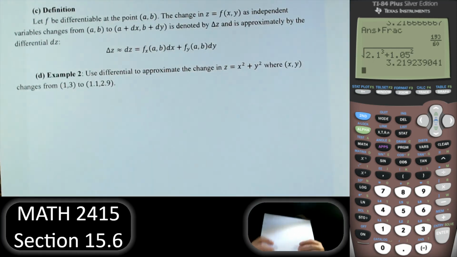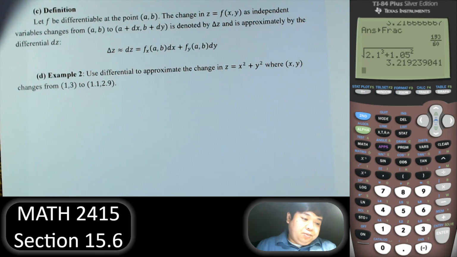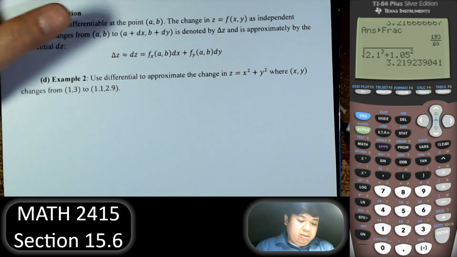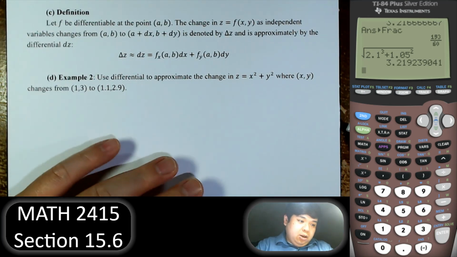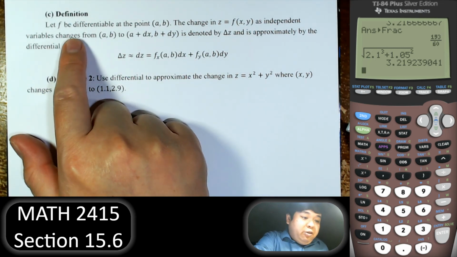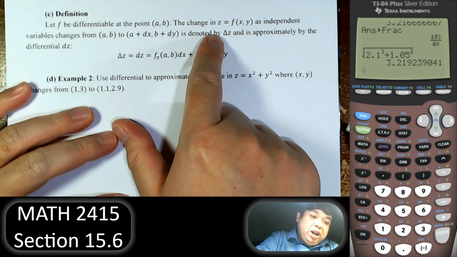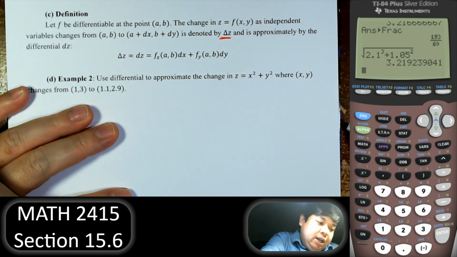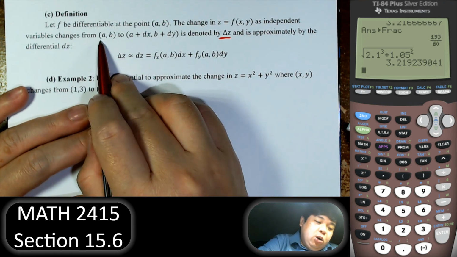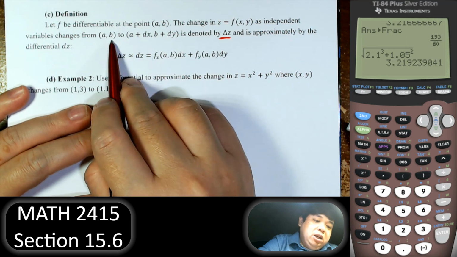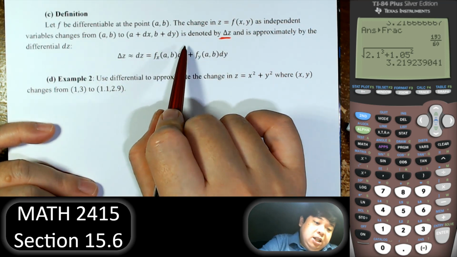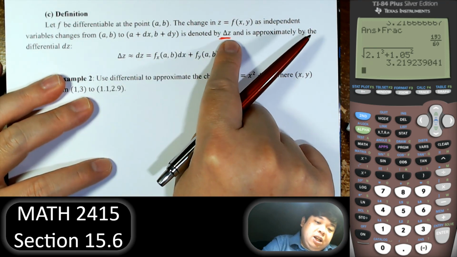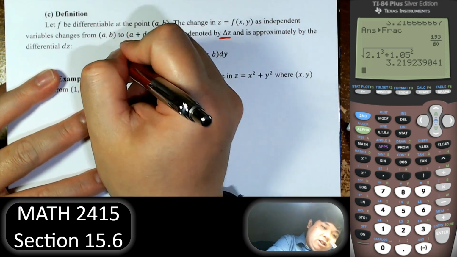Next we go to differentials, meaning the difference. Let f be a differentiable function at the point. So we're looking for the change in z, where a goes to a plus delta x and b goes to b plus delta y. It is denoted by delta z, and will be just this.